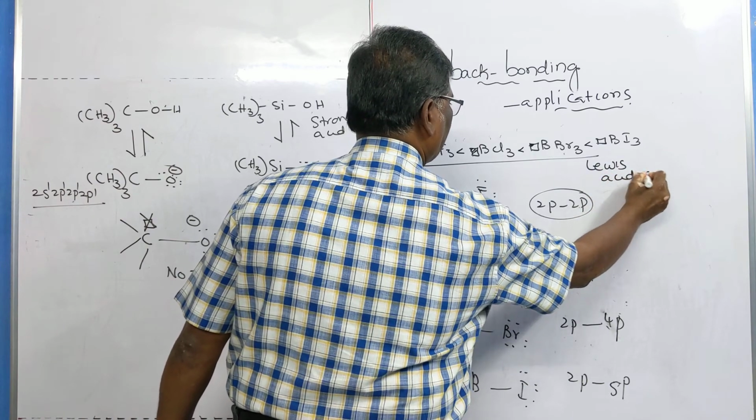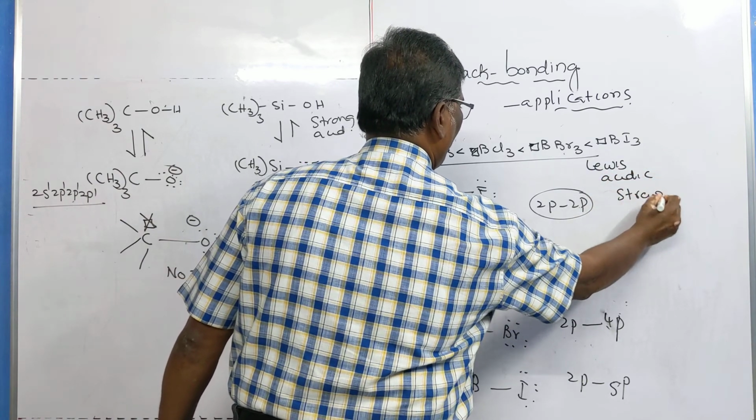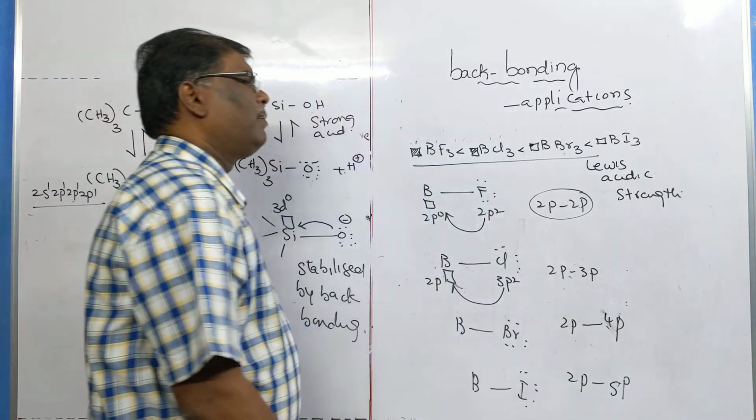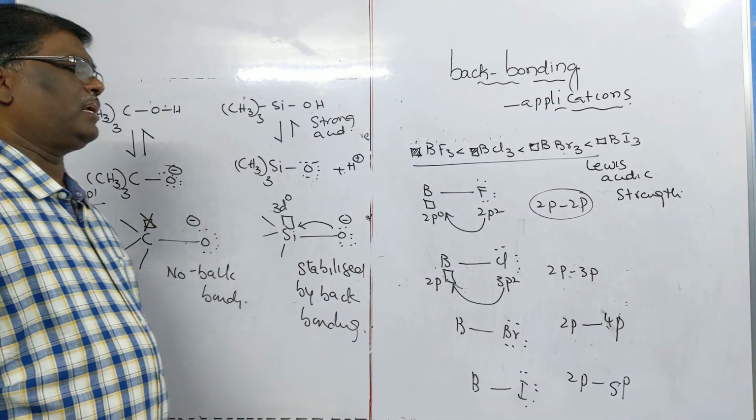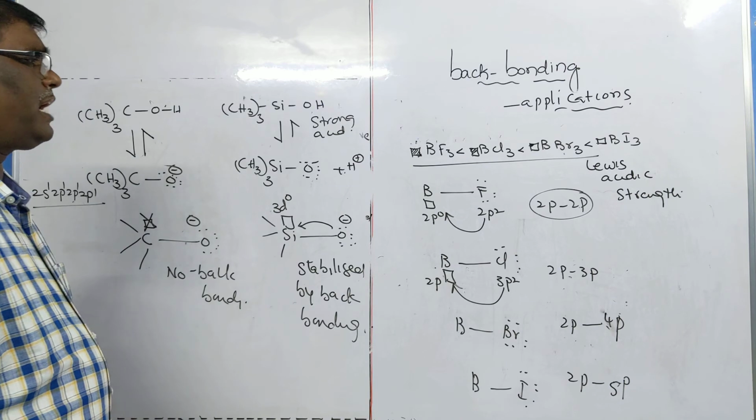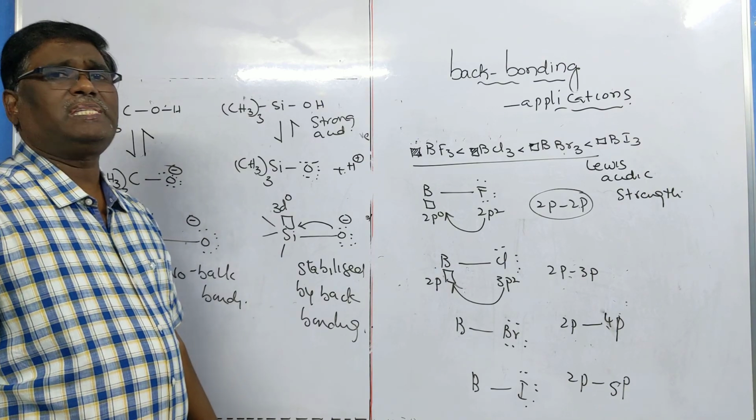Thus back bonding influences what? First, bond length. Second, shape. Third, bond angle. And fourth, acidic nature.